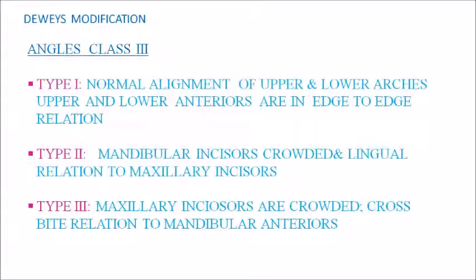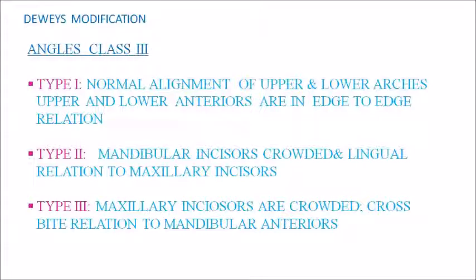He has also proposed modifications to Angle's class 3 malocclusions. Class 3 malocclusion is further classified into three categories. Type 1 is when there is a normal alignment of the upper and lower arches, but the upper and lower anteriors are in edge to edge relationship.